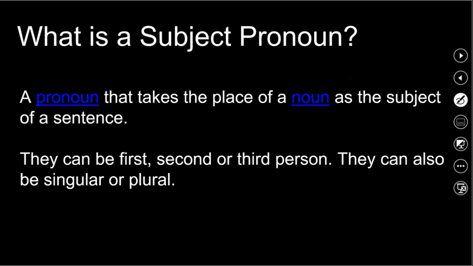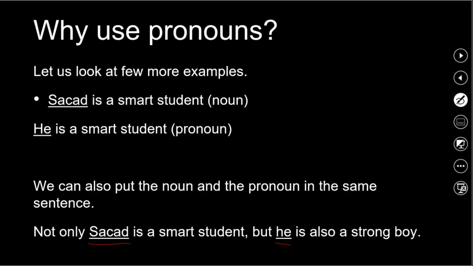The definition of a subject pronoun is a pronoun that takes the place of a noun. All pronouns take the place of a noun, but what's the difference between a subject pronoun and any other pronoun? A subject pronoun takes the place of a noun as the subject of the sentence. For example, Sa'ad is a smart student. Sa'ad was the subject noun. What pronoun replaced the noun? He is a smart student.